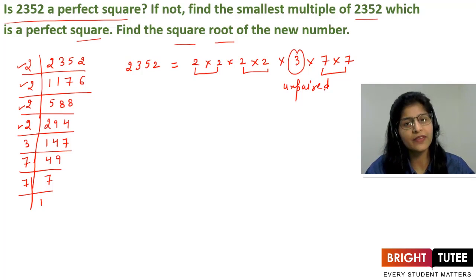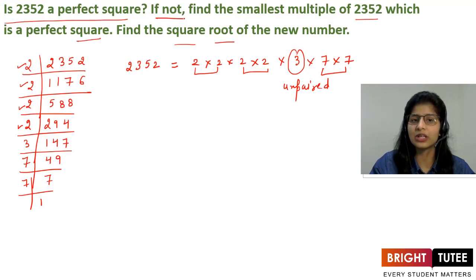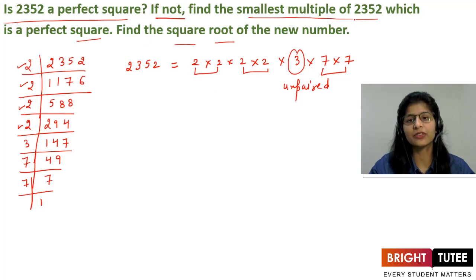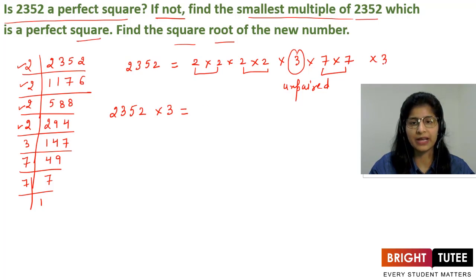2352 is not a perfect square. Now what are they asking? If this is not a perfect square, find the smallest multiple of 2352 which is a perfect square. Now see, this number can be made a perfect square if this 3 is paired. If we multiply 2352 with 3, we need to multiply with 3 on both sides, right? Because then only it will get balanced. So 3 into 3 will become one more pair. So the smallest multiple of 2352 which is a perfect square is 2352 multiplied with 3.